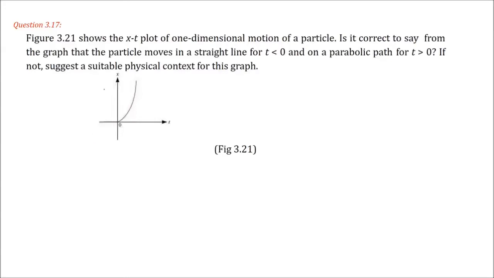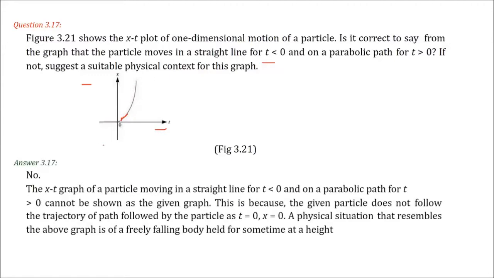In this figure, this shows the x-t plot of one-dimensional particle motion. Is it correct to say that the particle moves in a straight line for t less than 0 or on a parabolic path for t greater than 0? If not, suggest a suitable physical context for this graph.